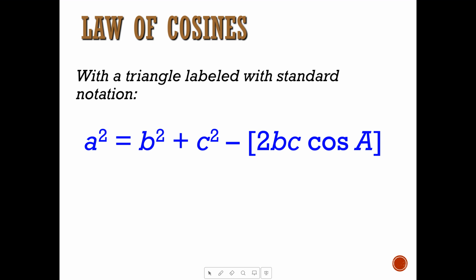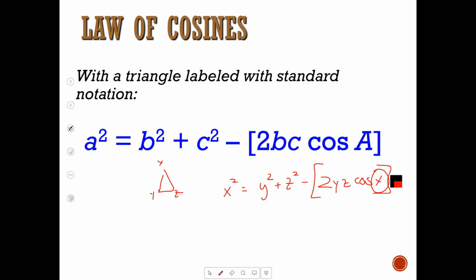Okay, so let's suppose I have triangle XYZ, and I'm going to solve for the side X. Then it would be X squared is equal to Y squared plus Z squared minus big honkin' bracket 2YZ cosine X. Again, that has to correspond to that. Comprende? See?